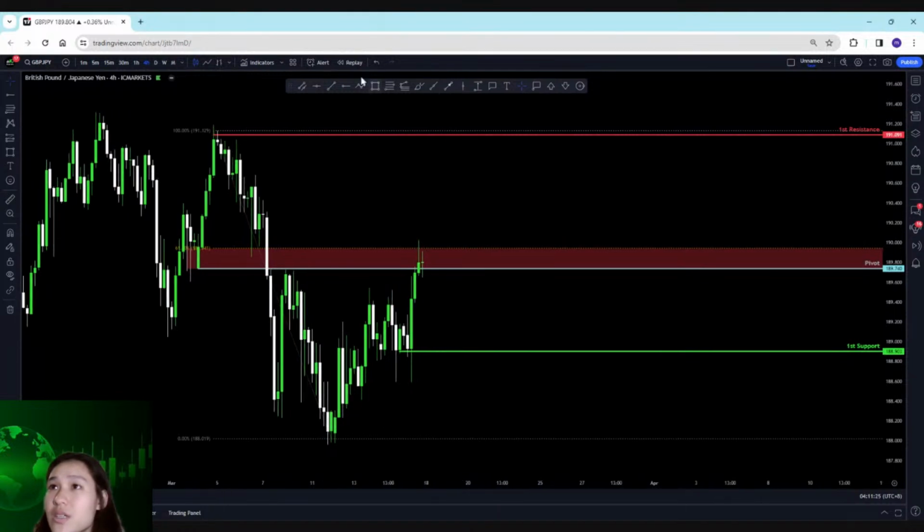Okay, so we might see it continue to move upwards towards our first resistance.